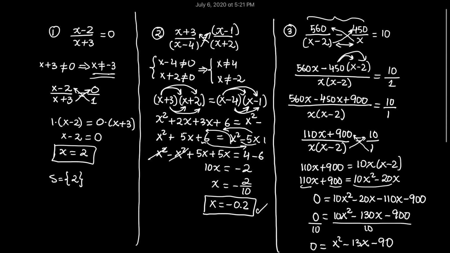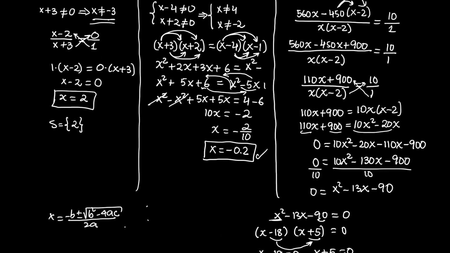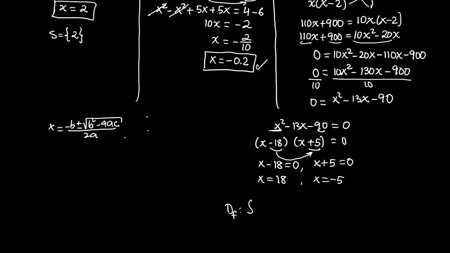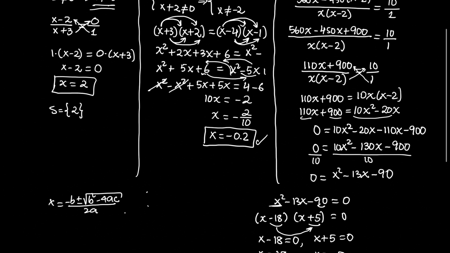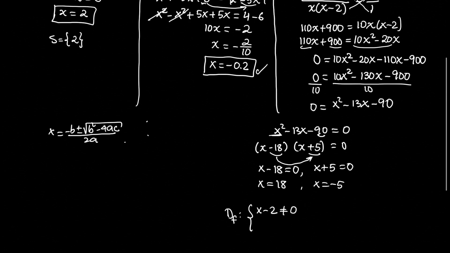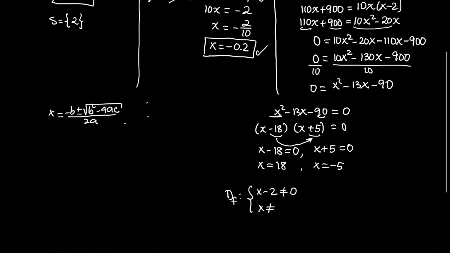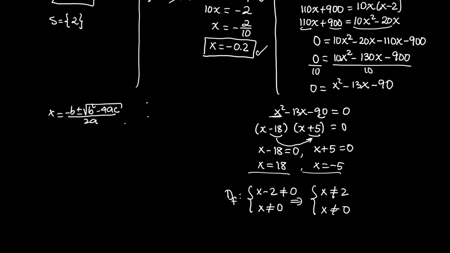Now I have to also check the domain. I forgot to find the domain in the beginning, but you can do that at the end. In the denominator, x minus 2 cannot be 0. I also had x in the original equation, so x cannot be 0. So I have x different from 2 and x different from 0. These numbers are not 2 and 0, which means they are the solutions: minus 5 and 18. So that's how you solve rational equations.